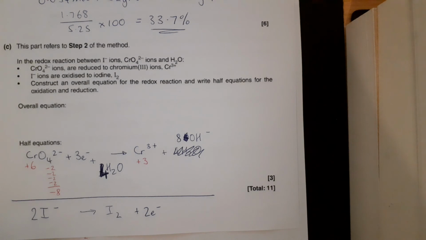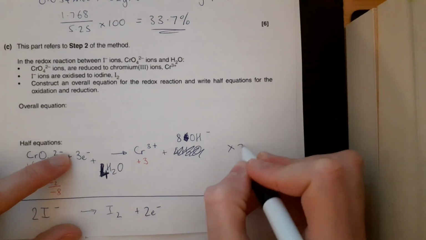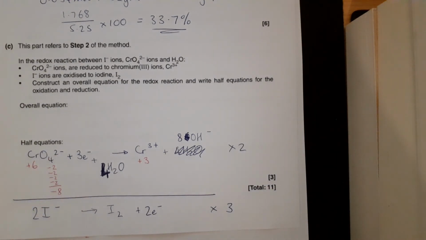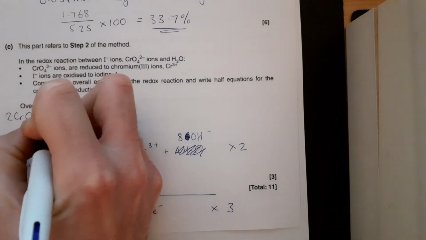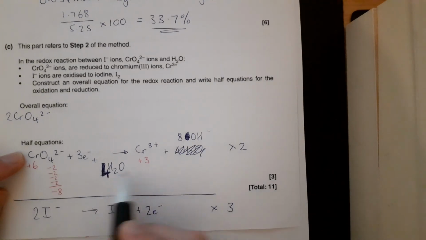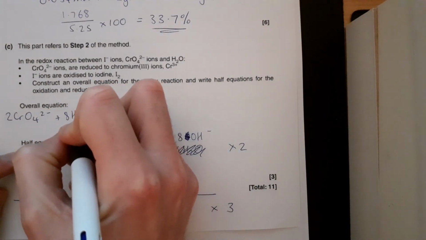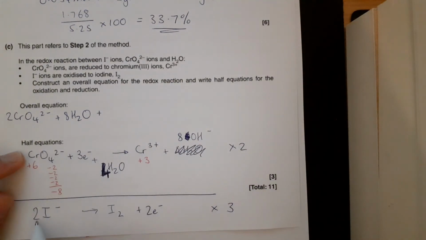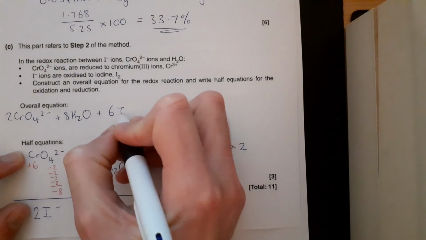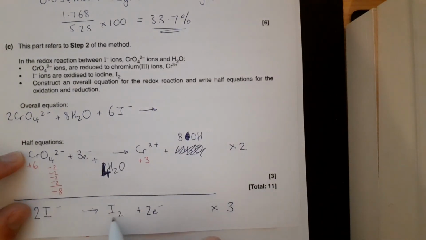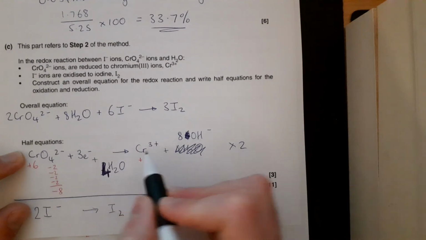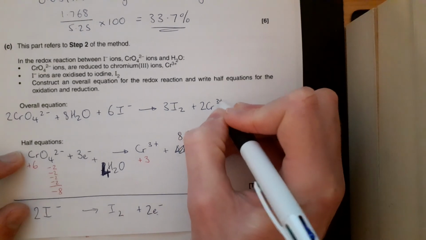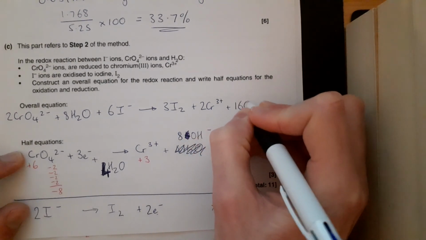Right, now we want to combine these together to make the overall equation. We're going to need to make these electrons balance out, aren't we? So we're going to have to times this one by 2, and we're going to have to times that one by 3 to make it work. So let's go for this then. We're going to have 2 of this thing. The electrons are going to cancel, plus 8 H2O, plus, we've timesed this by 3 now, so that's going to be 6 I-. It's going to make 3 I2. And the electrons are going to cancel. And here I've timesed this by 2, so I've got 2 Cr3+. And timesed that by 2, so it's going to be 16 OH-.